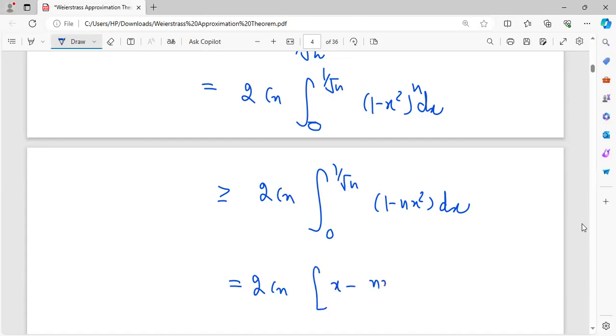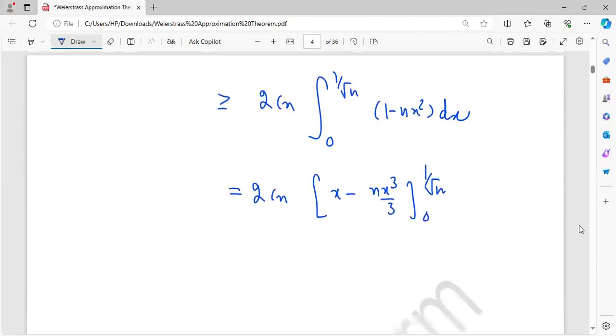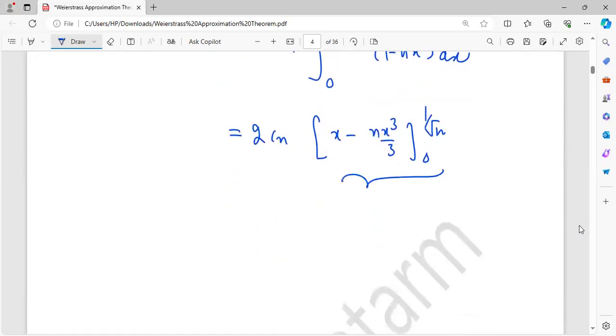x minus n x cube upon 3, from 0 to 1 upon under root n. By solving this, what you will get is 2 C_n times 2 upon 3 under root n. Putting the value 1 upon under root n in place of x, and 0, so this is 4 C_n upon 3 under root n.